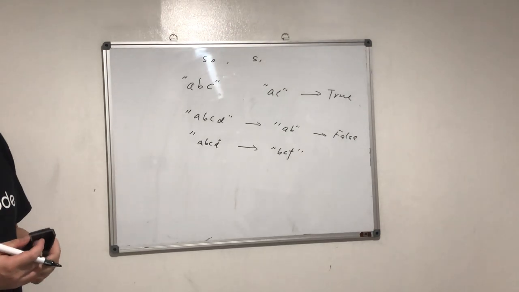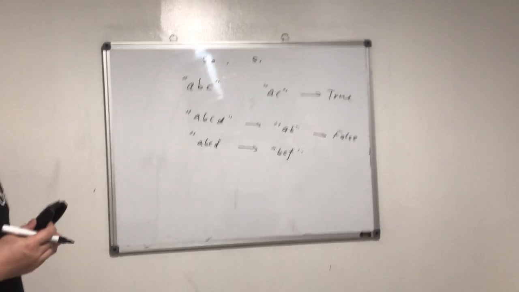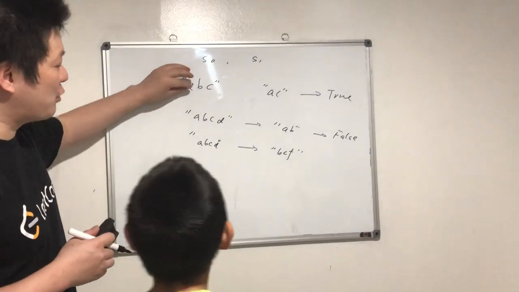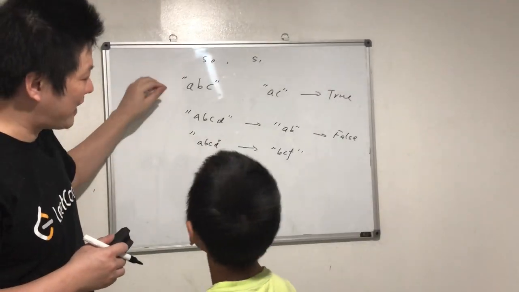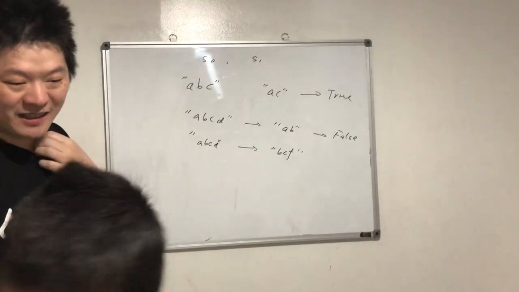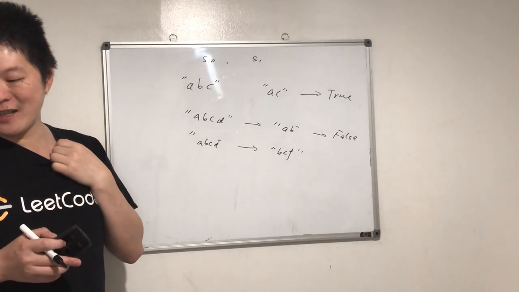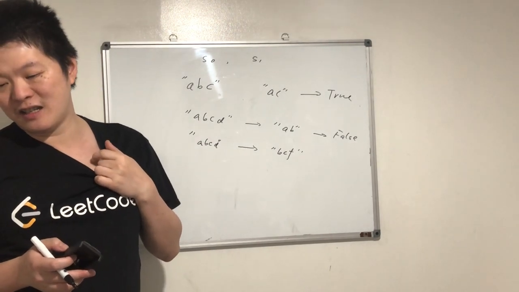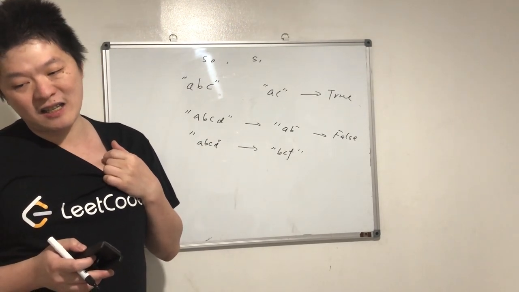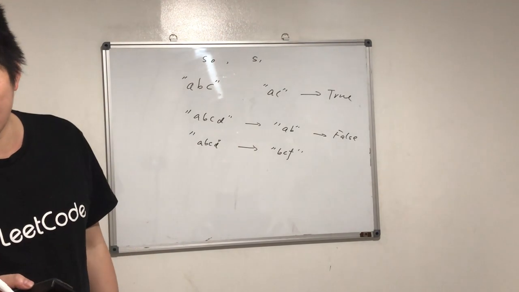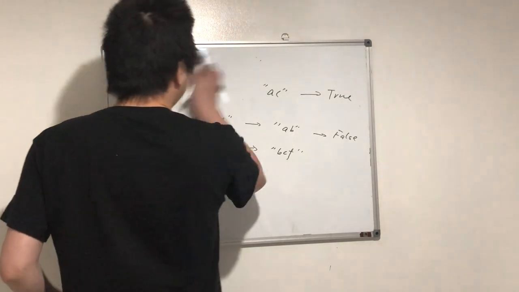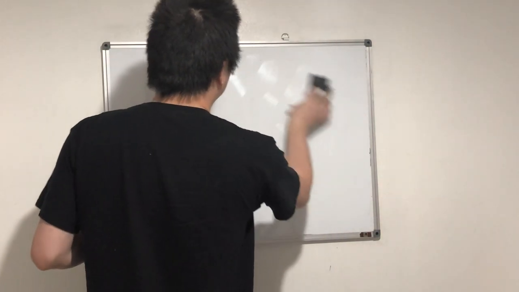Brute forcing. How about we brute force, checking every possibility? Good idea. So first of all, we can remove any of these, and then we check if it's the same as the other one, right? But first of all, we need to check if the length difference is one, right? Okay. Now let's try the brute forcing first.